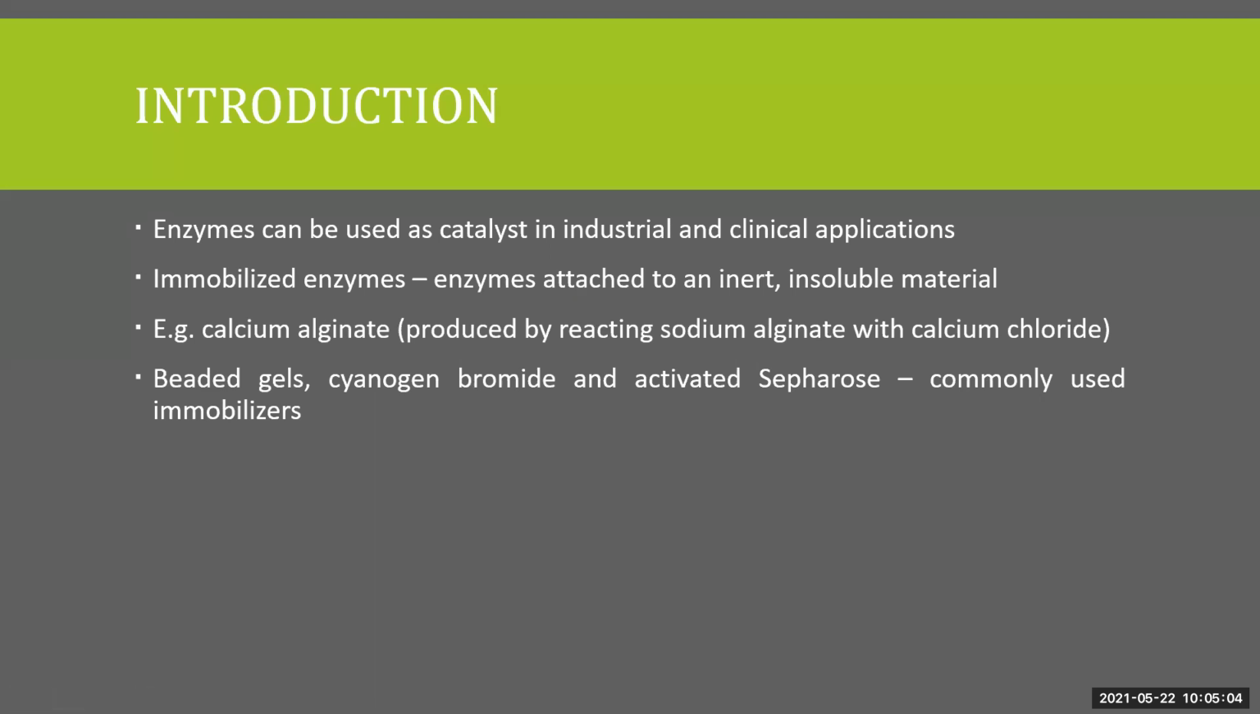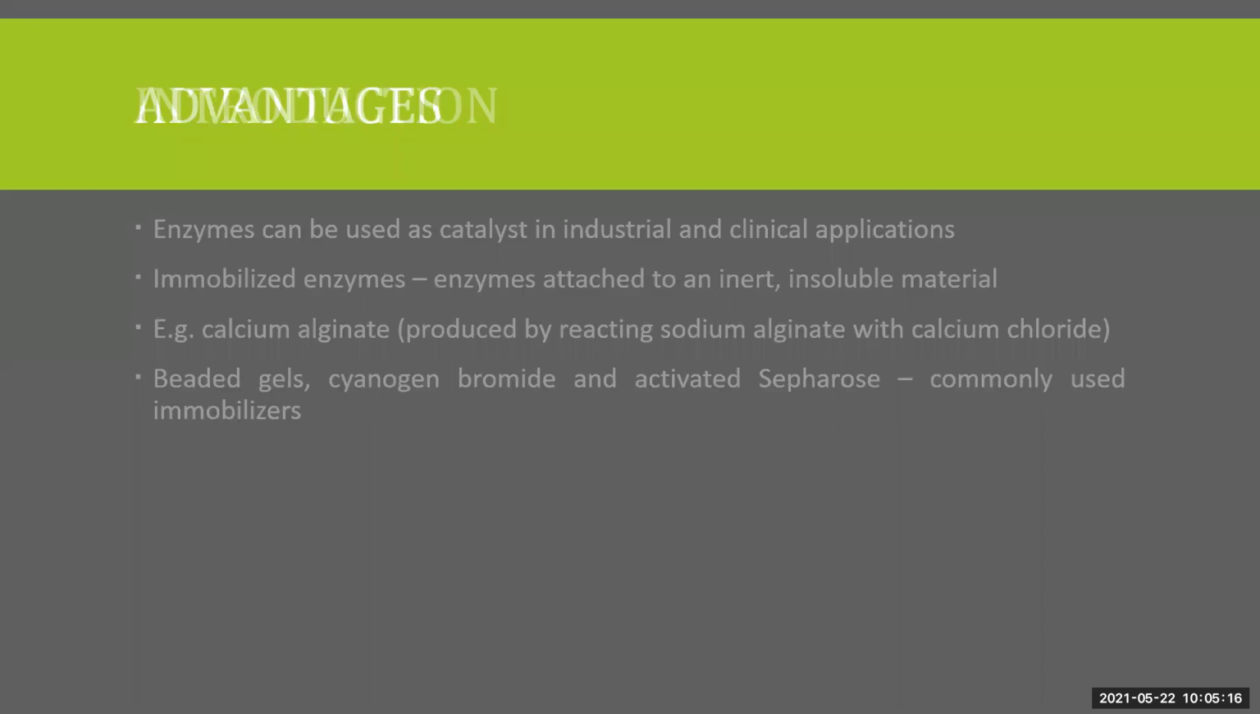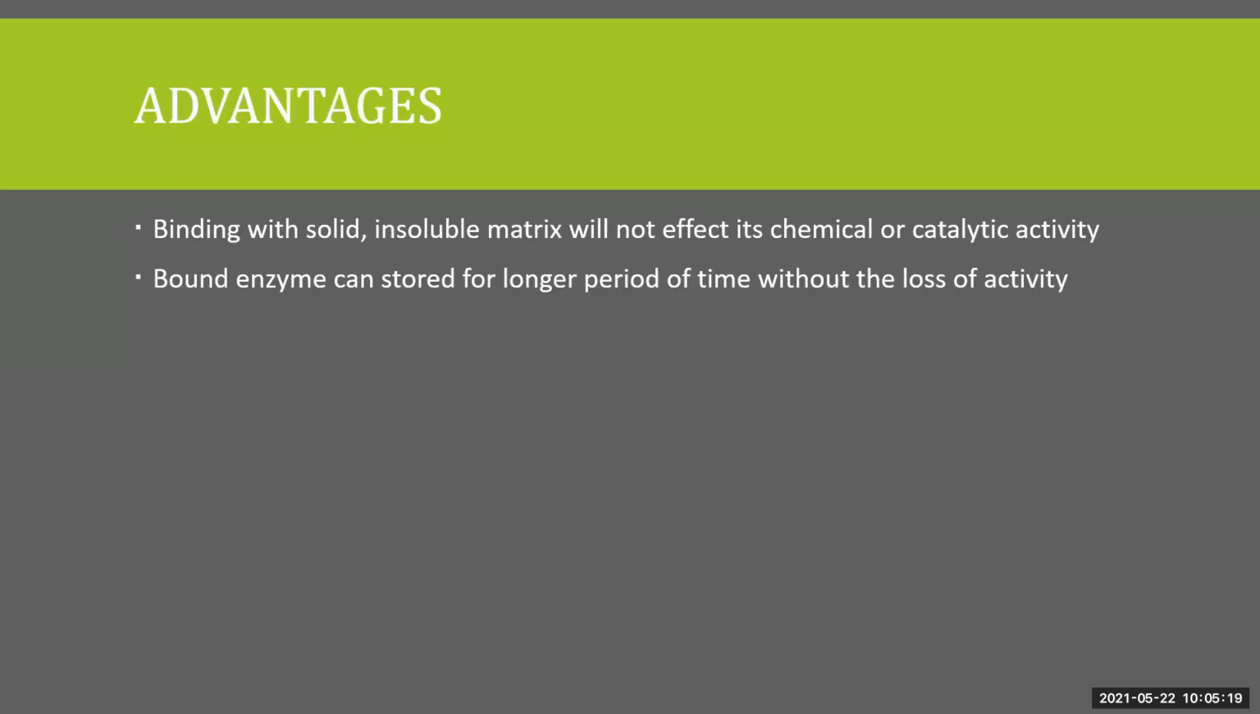For example, in industrial application, calcium alginate is used. In clinical applications, we prefer to use beaded gels, cyanogen bromide, and activated saccharose as immobilizers for the enzyme. This produces two types of advantages. Number one, binding with a solid insoluble matrix will not affect the chemical or catalytic activity. So once we produce the kit and keep it on the shelf until testing, the enzyme activity is not affected. So there will be proper catalysis and proper production of color, which can be correlated to the semi-quantitative analysis that we have already seen.